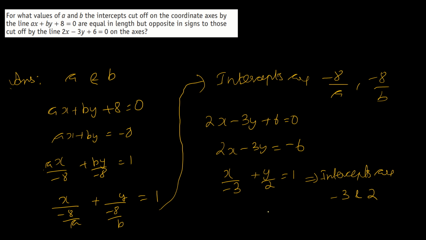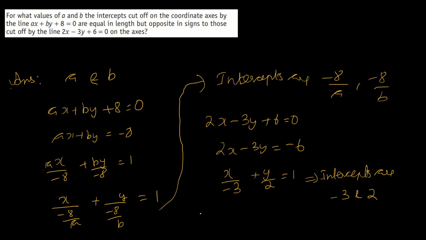Okay, so now we have to read the question. For what values of a and b are the intercepts cut off on the coordinate axes by the line ax + by + 8 = 0 equal in length but opposite in sign to those cut off by the line, which means that this intercept is equal to this intercept. That is, the x-intercept of the first line is equal to the x-intercept of the second line, and the y-intercept of the first line is equal to the y-intercept of the second line. That's what it means, because they are equal in length but opposite in sign.